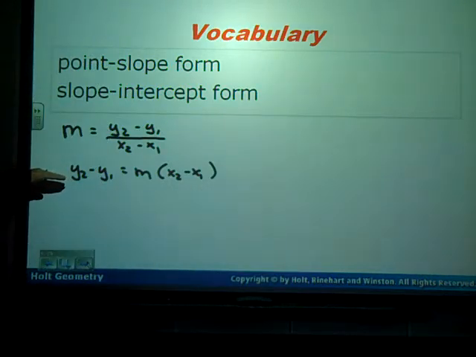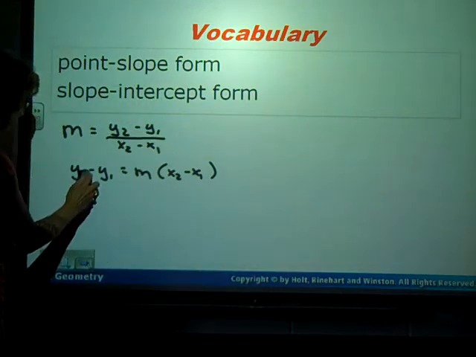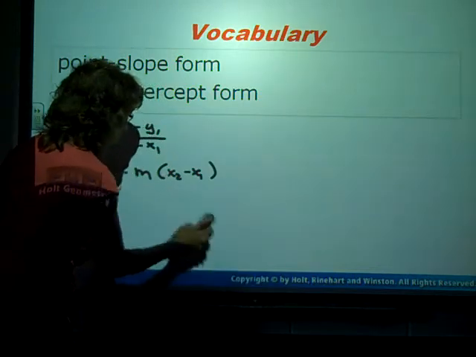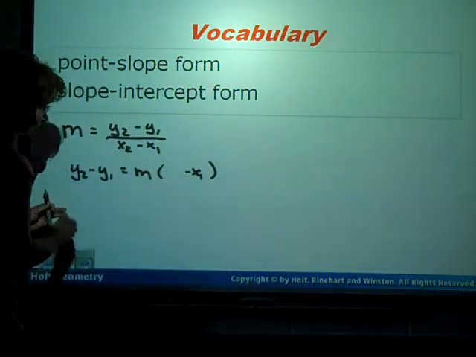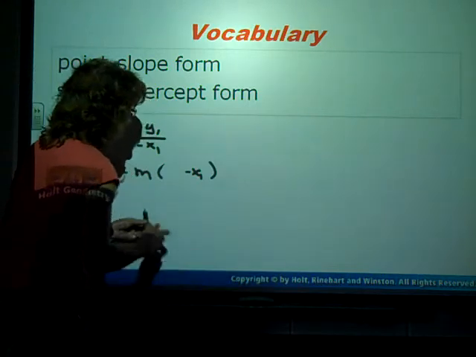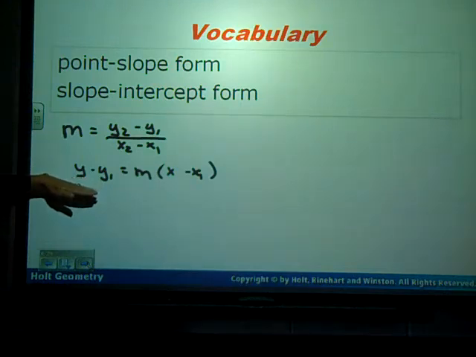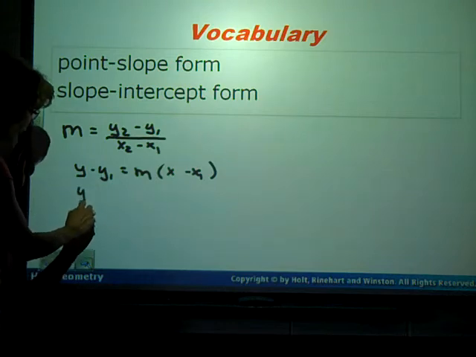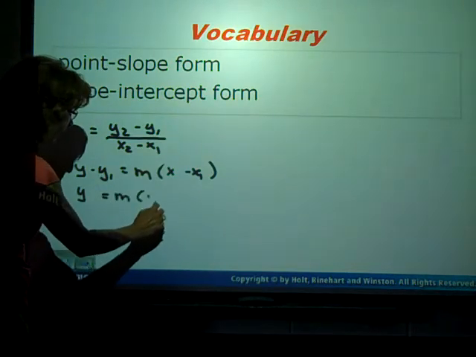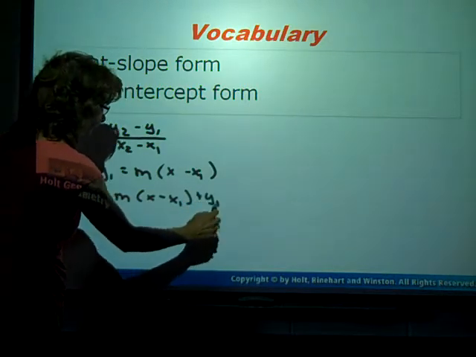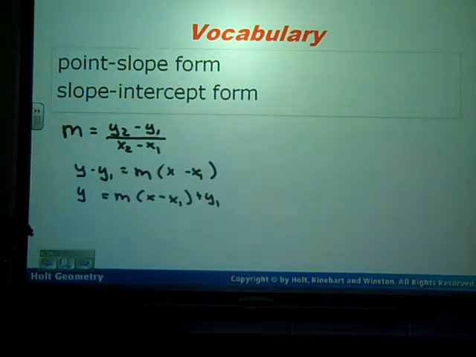that is simply the distributive property. When I do this, now if I take off the subscript, this is point-slope form of the equation of a line. It comes from the slope formula. You could also see it written like this. If I add the y sub 1, we get this. These are two versions of point-slope form.